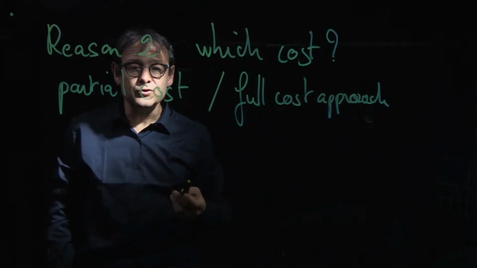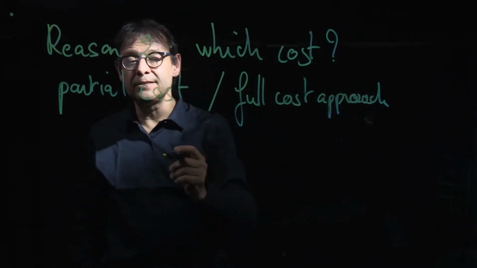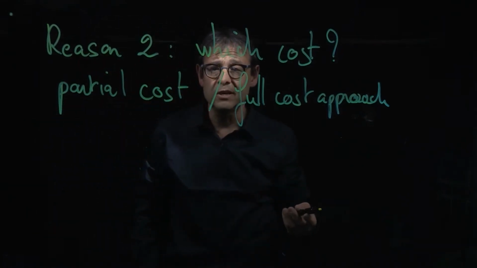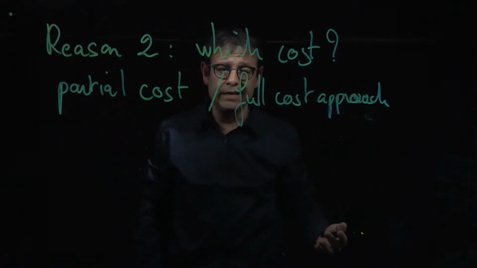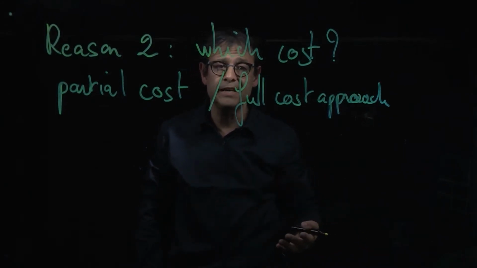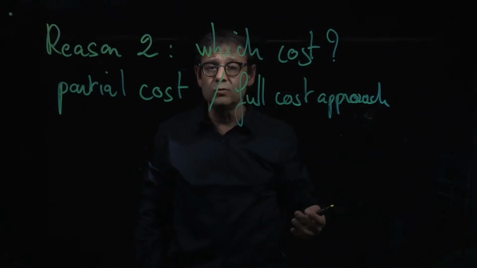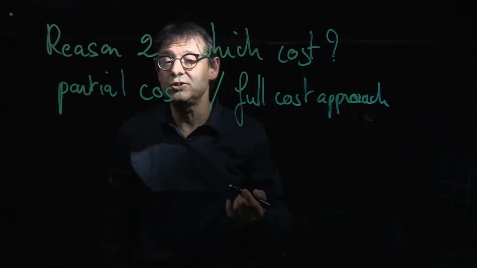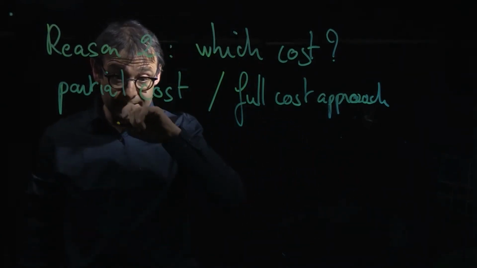So the first one very often ends up using a cost classification in terms of behaviors, which consists in dividing the cost into variable and fixed cost, and you develop an analysis which is called cost volume profit analysis.